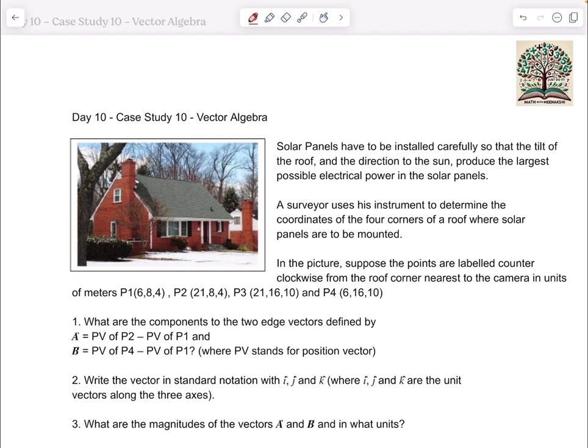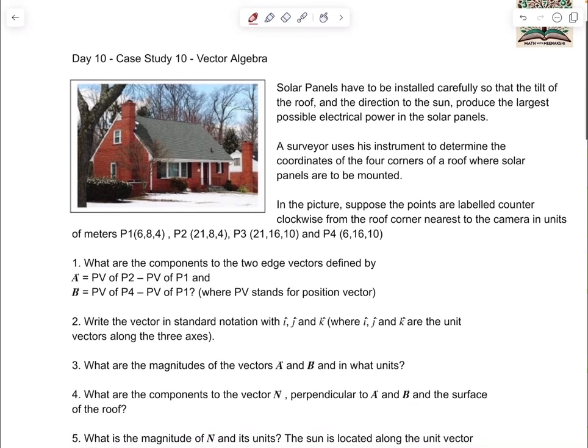Today's question goes like this: solar panels have to be installed carefully so that the tilt of the roof and the direction to the sun produce the largest possible electrical power in the solar panels. A surveyor uses his instrument to determine the coordinates of four corners of a roof where solar panels are to be mounted. In this picture, suppose the points are labeled counterclockwise from the roof corner nearest to the camera in units of meters. P1, P2, P3, P4 has been given.